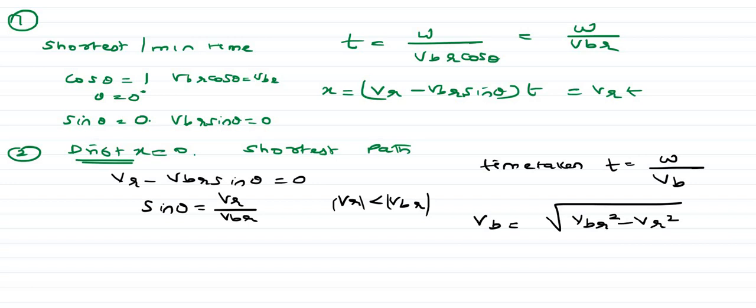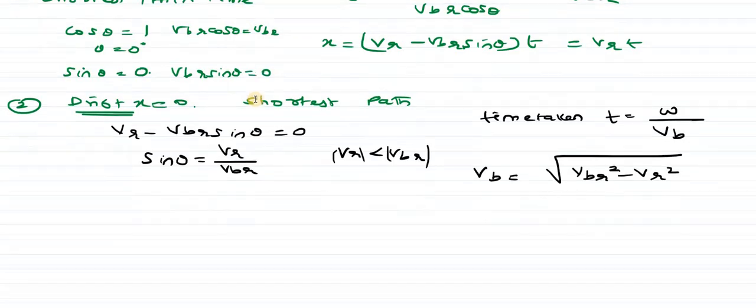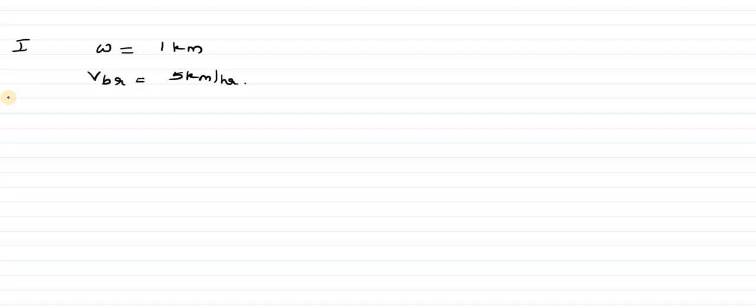Next case, all of you. Okay, now I will give you this one. You just write this random question I will give you. Let me see whether you people are able to do it or not. Okay, so now the width of the river is 1 kilometer. The velocity of the boat is 5 kilometer per hour.